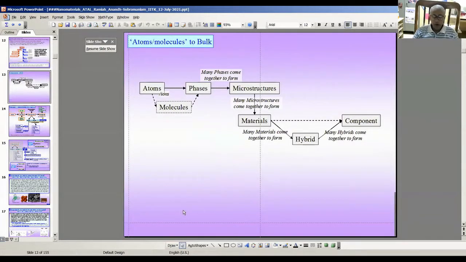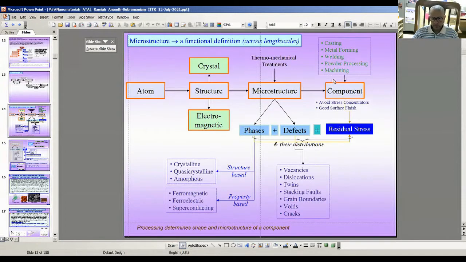Now, we are on one hand interested in the component, and we have phases and molecules on the other end of the spectrum, which is what we synthesize. At the next scale, we have now introduced a term called microstructure, and multiple microstructures can come together to form materials or hybrids, and finally you have a component. The component could be, for instance, made up of fiber reinforced material, like the wing of an aircraft. Many of the aircraft components are nowadays made up of reinforced components, and they are all hybrids.